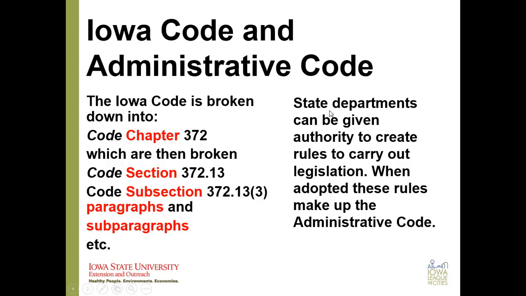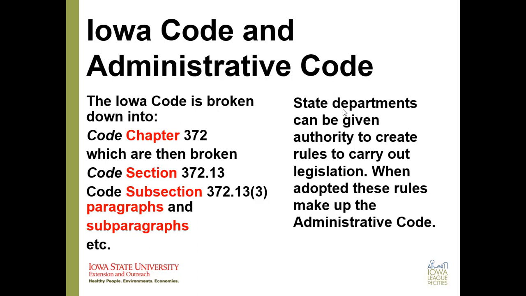The Iowa Administrative Code also has a jurisdiction over us. It's also kind of a law because the state departments are given authority by the legislature to create rules to carry out that legislation. And when those rules are adopted, then that will make up the administrative code.